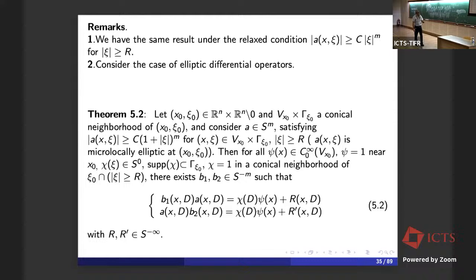This is wrong. I should write Op of S^(-infinity). These are operators, these are not symbols. I'm sorry, I will correct. I hope in the notes it's not wrong. Voila, in the notes it's right. It's Op of S^(-infinity). So we can invert microlocally symbols of differential operators.